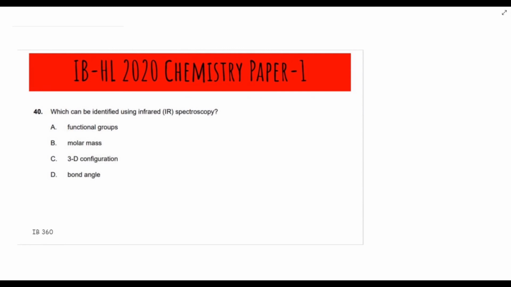Now this is the last question. In this question, we have been asked which of the following can be identified using infrared spectroscopy. And in infrared spectroscopy, we know that only functional groups can be identified. So for 40, answer is option E. So with this question, we come to an end to the IBHL 2020 Chemistry Paper 1. In the next video, I would be solving the IBHL 2020 Chemistry Paper 2, that is the long answer type questions.